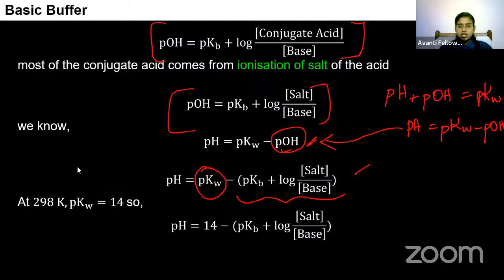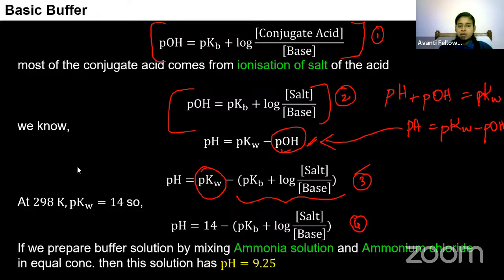So, the very important relation is in terms of conjugate acid, you can use this first formula. In terms of the concentration of the salt, you can use the second formula. And in terms of pKw, you can use the third formula. And putting the value of pKw at 298 Kelvin, you can use the fourth formula. Okay. So now we will take the example.